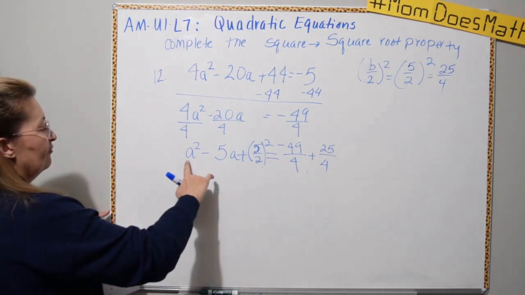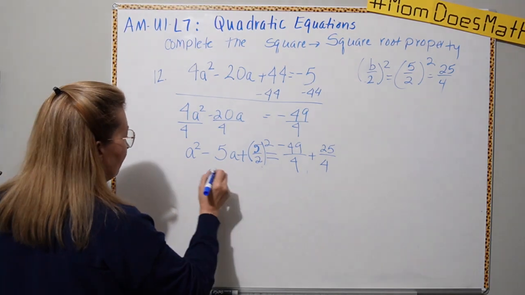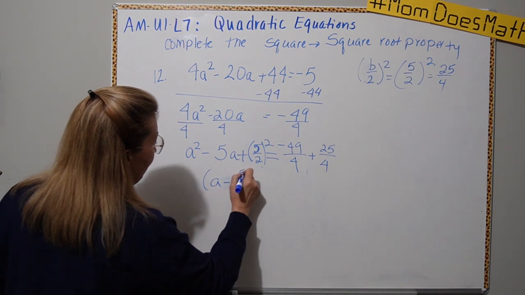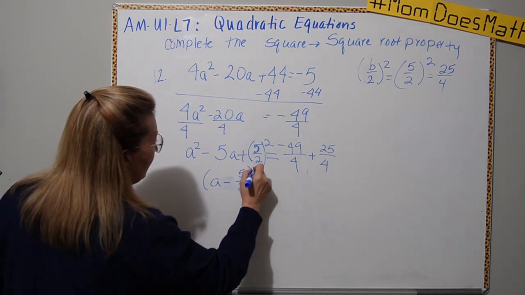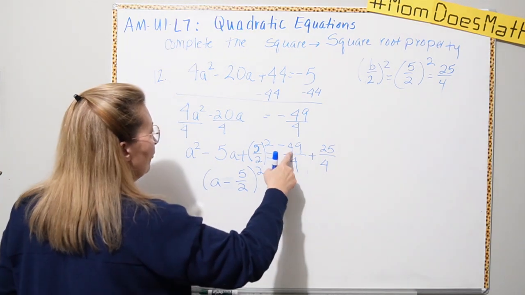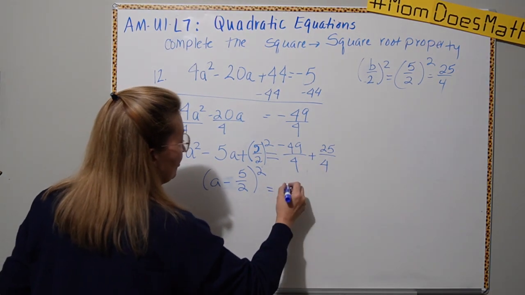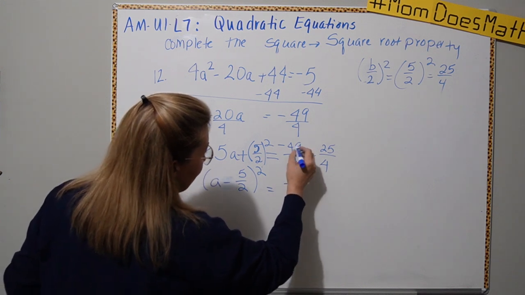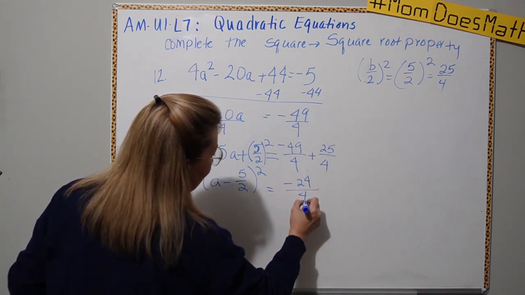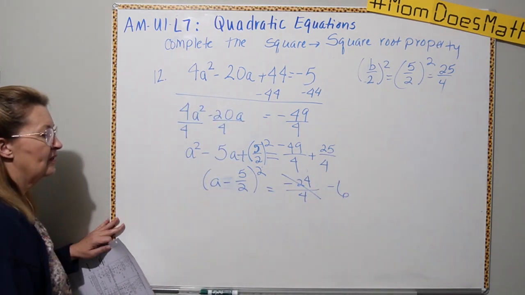Okay, now to factor this perfect square trinomial, I'm going to use the square root of the first term. Since this is a minus, it's going to be minus the square root of this, all squared. All right, over here, negative 49, since they've both got the same denominator, we can just go ahead and subtract. So that's going to be negative 49 minus 25, which is negative 24 over 4, which is negative 6. Let's go ahead and do that.